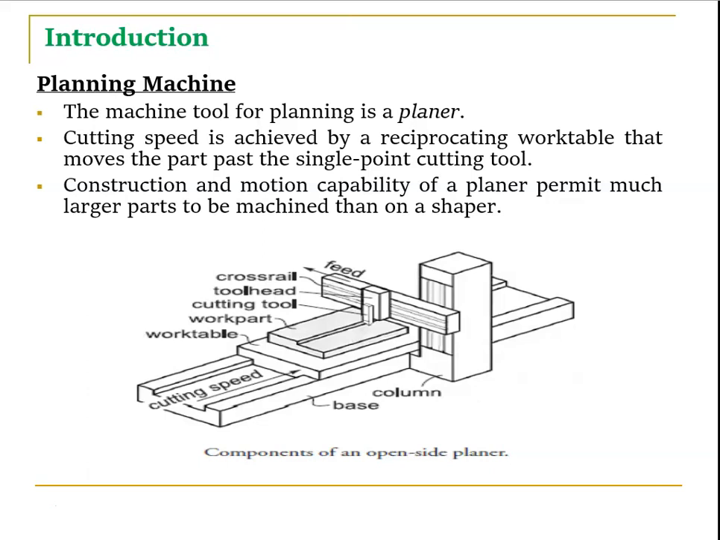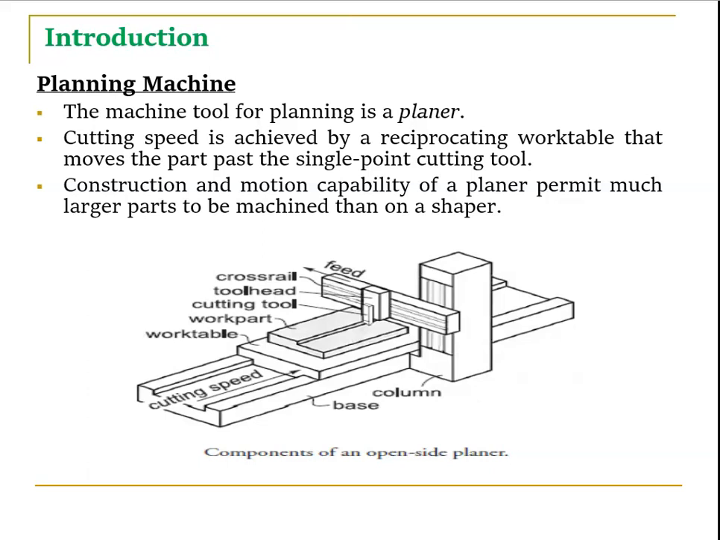So here the cutting speed is achieved by reciprocating the table that moves the part past a single point cutting tool. The construction and motion capability of a planer permits much longer parts to be machined than the shaper. If I have a larger workpiece, I can use a planing machine to do the process. So this is the image of a planing machine.